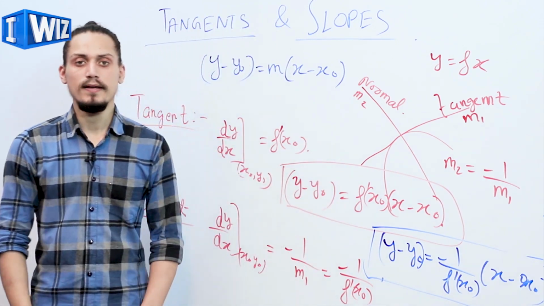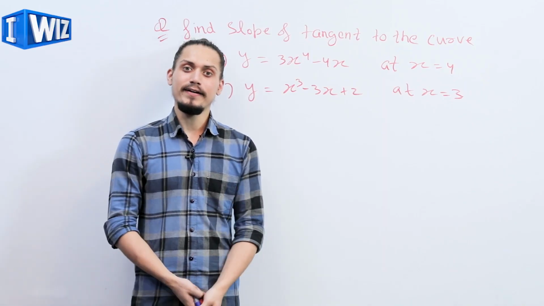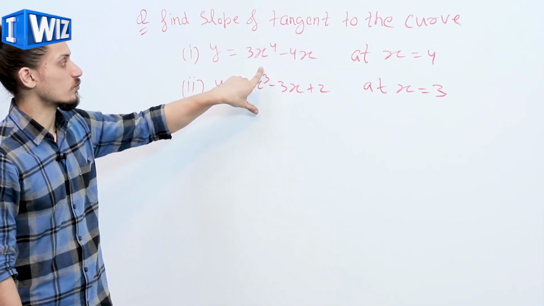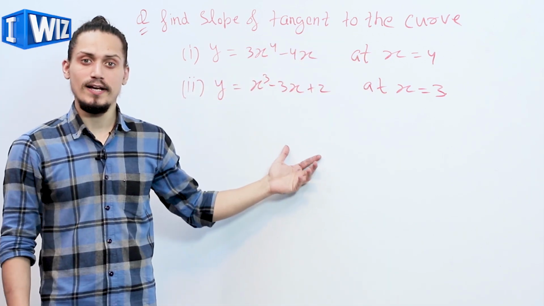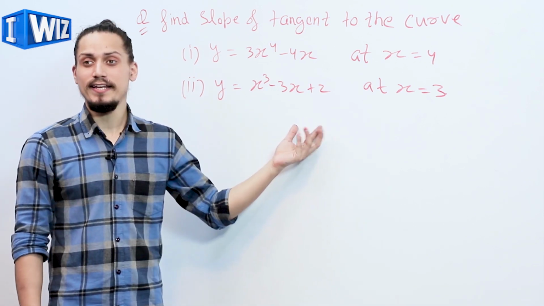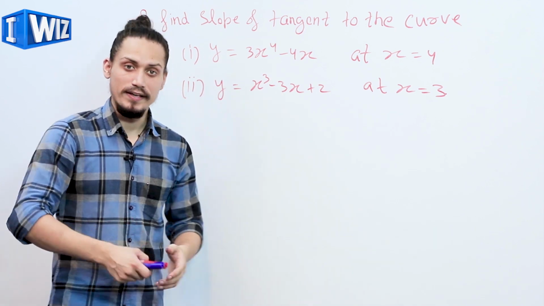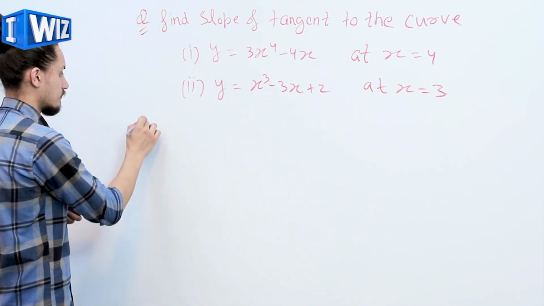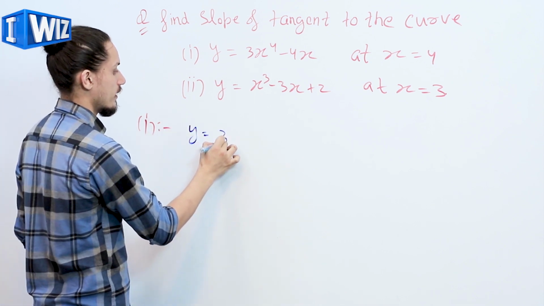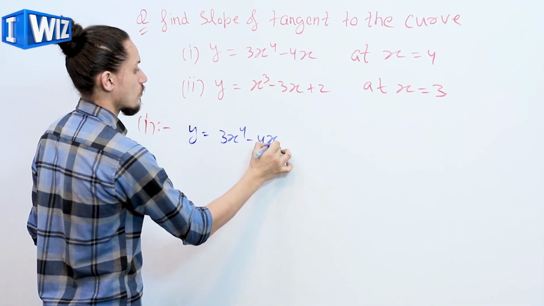Now let's look into some examples. In this example we have to find the slope of the tangent to the curve. The first curve is y is equal to 3x raised to power 4 minus 4x at x is equal to 4. And the second curve is y is equal to x cube minus 3x plus 2 at x is equal to 3. So for the first curve, we have y is equal to 3x raised to power 4 minus 4x.